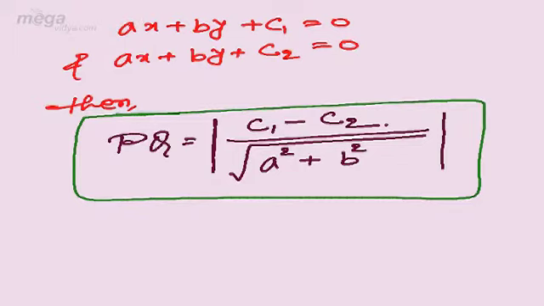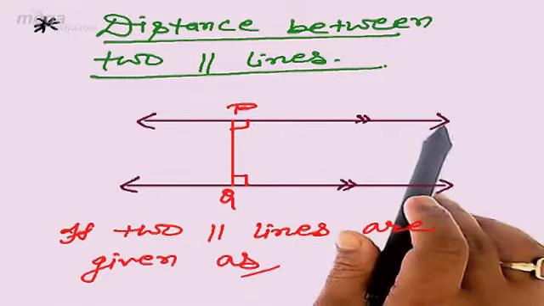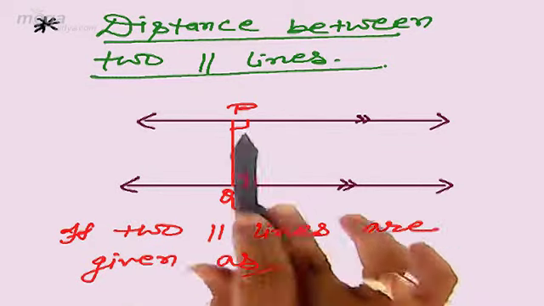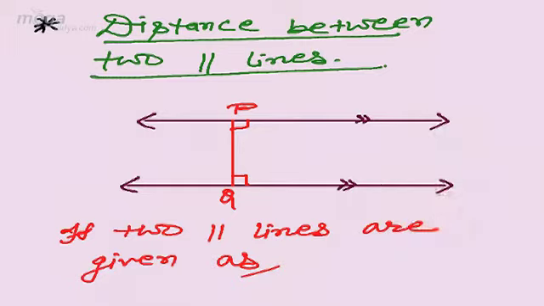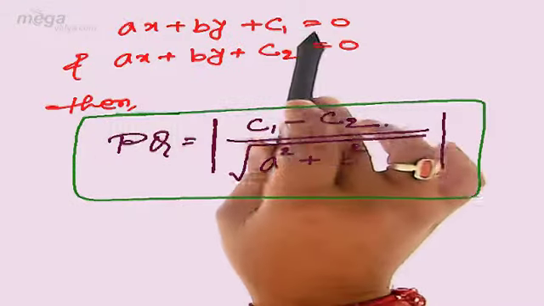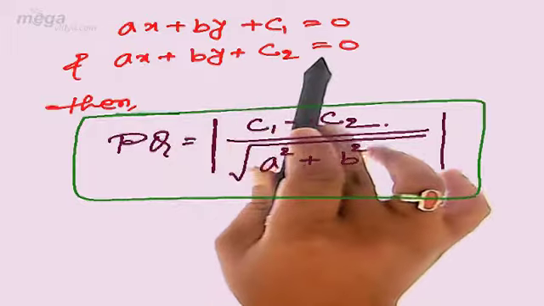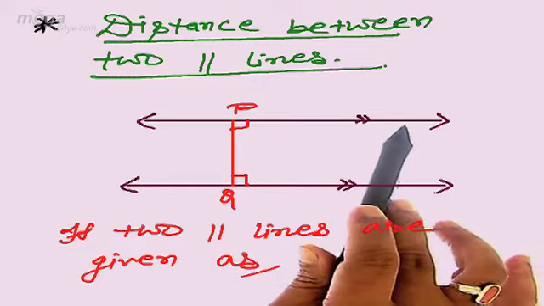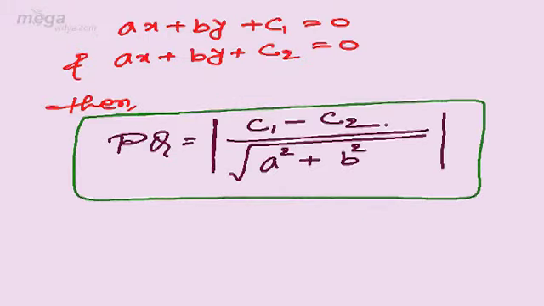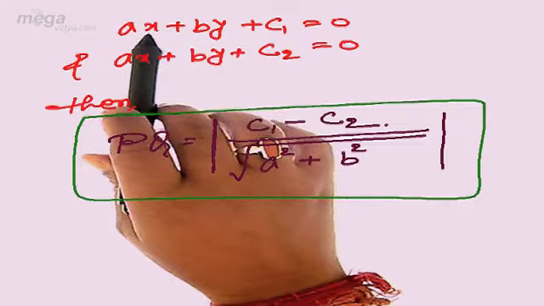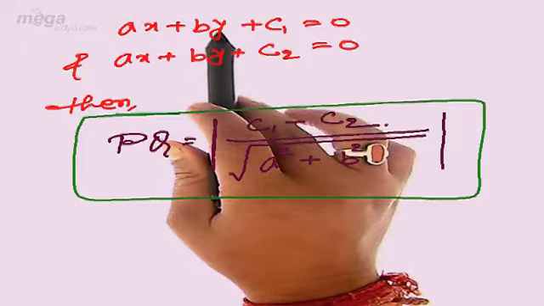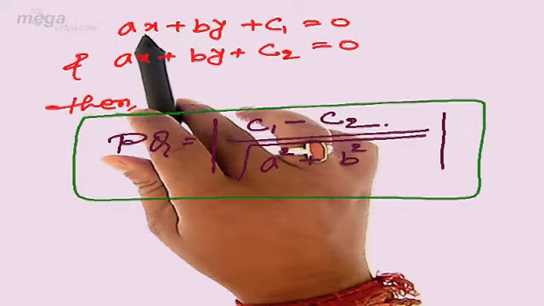And how will we use it? See, the equations of both the first line and the second line are given, as AX plus BY plus C1 equal to 0 and AX plus BY plus C2 equal to 0. So on any one of the lines, we can suppose any point. For example, take X equal to 0, then Y is equal to minus C1 upon B. Take Y equal to 0, then X is equal to minus C1 upon A.